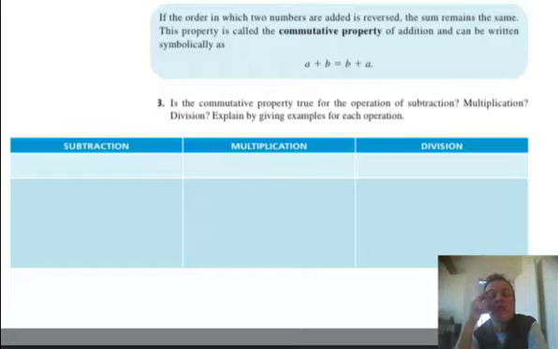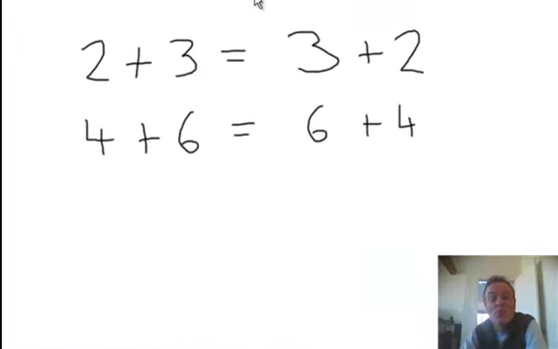Okay, the commutative property, the commutative property of addition. This just means pretty much this. Let's bring up another little page. 2 plus 3 is just the same as 3 plus 2, isn't it? Yeah, both produce 5. 4 plus 6 is just the same as 6 plus 4. They both produce 10. So the commutative property of addition, that's true.